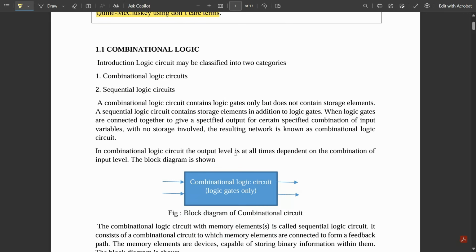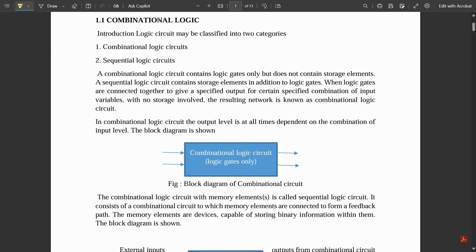I know it has been a bit lengthy, but the introduction was necessary, so that's why I thought to give it. So the first topic is combinational logic. So what do you mean by combinational logic circuits? Before knowing the combinational logic circuits, you should know that generally logic circuits are divided into 2 categories. One is combinational logic circuits as well as sequential logic circuits.